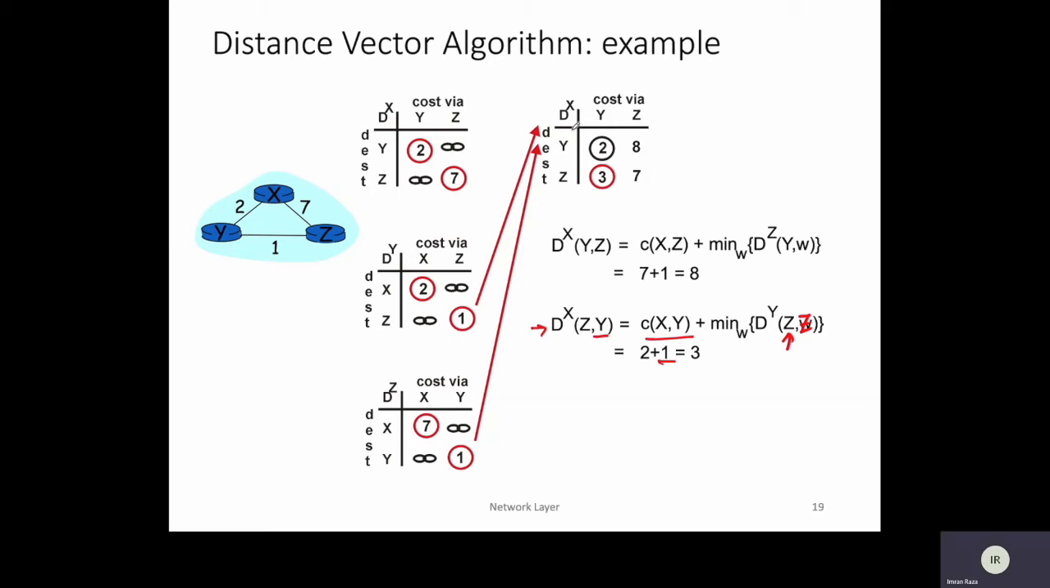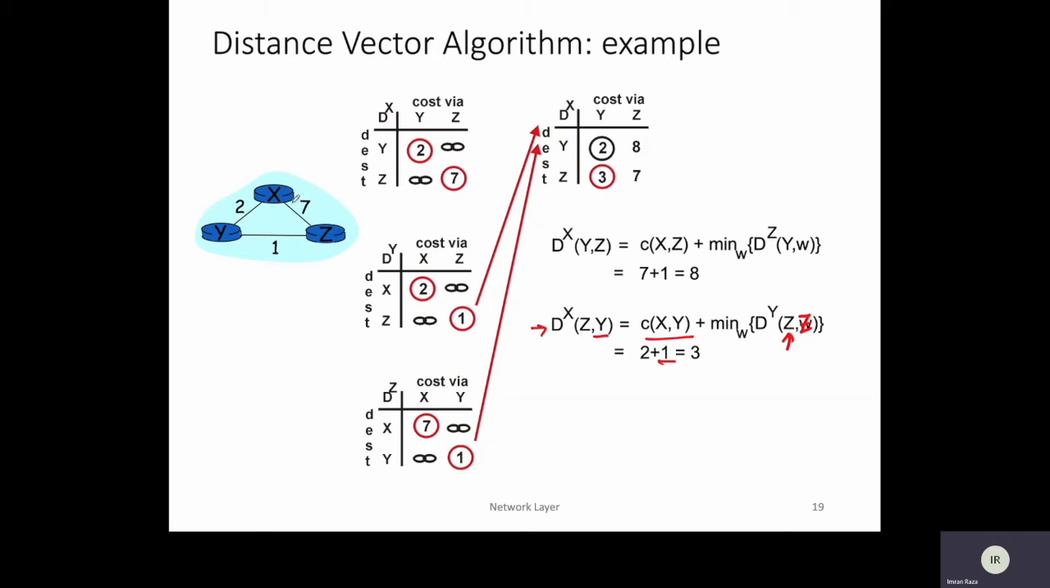Okay, so this is the cost to reach from x to z via y, right? So neighbor y. What's the cost? 1. So what's the cost to reach from x to y? 2. So 1 plus 2, as we have seen in this equation, it's 3. So this is the new least cost, by the way. Previously, the least cost was 7. Now we have a new least cost via neighbor y.